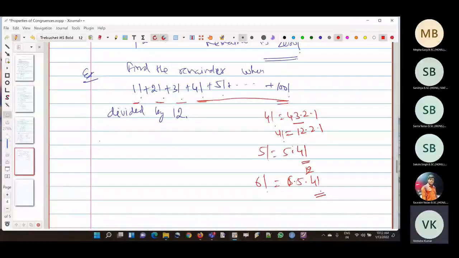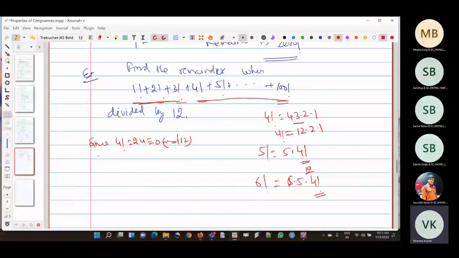All right. So therefore, the remainder we are going to get will be 1 factorial plus 2 factorial plus 3 factorial, that is 1 plus 2 plus 6, that is 9. All right, like this. So we can write, since 4 factorial is equal to 24, congruent to 0 modulo 12, like this.